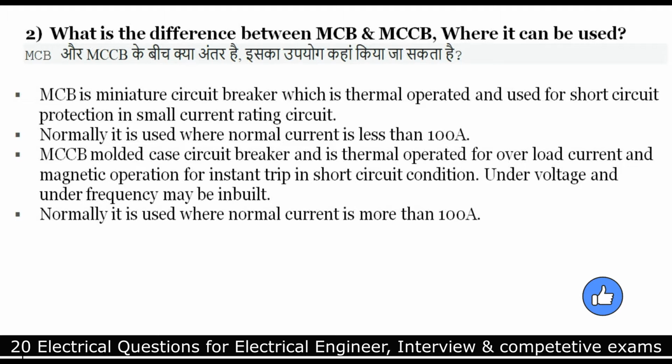MCB is a miniature circuit breaker which is thermally operated and used for short circuit protection in small current rating circuits. Normally it is used where normal current is less than 100 amps. MCCB is a molded case circuit breaker, thermally operated for overload current and magnetically operated for instant trip in short circuit condition. Under voltage and under frequency protection may be inbuilt. Normally it is used where normal current is more than 100 amps.